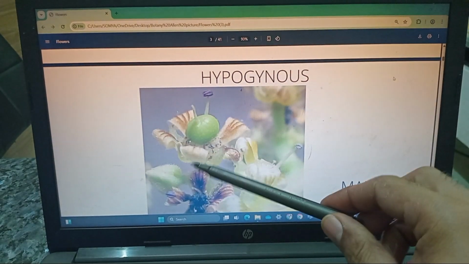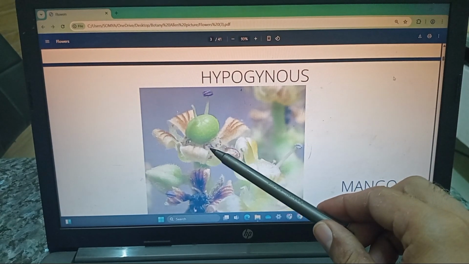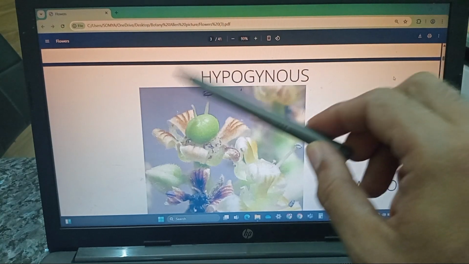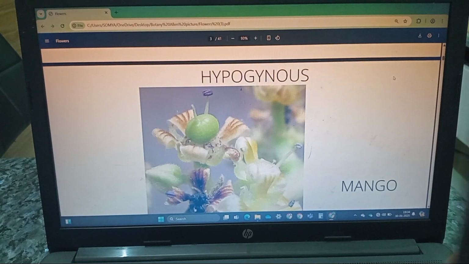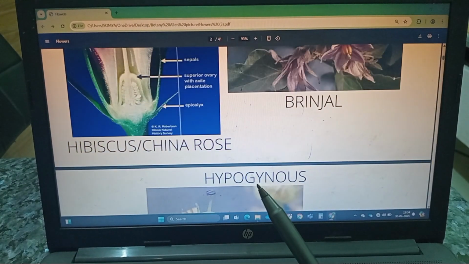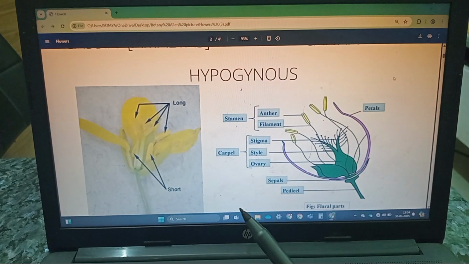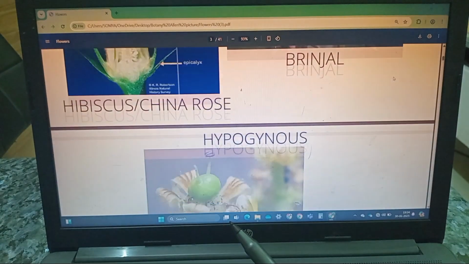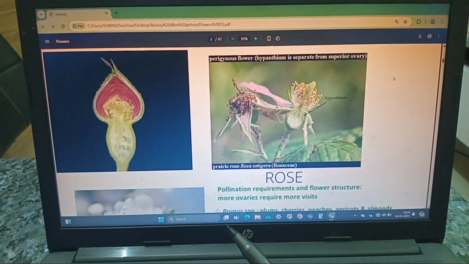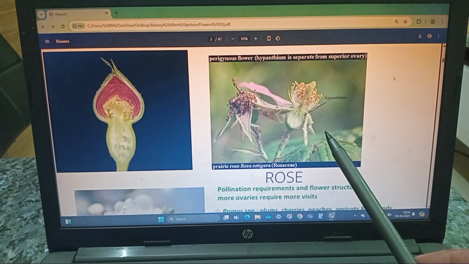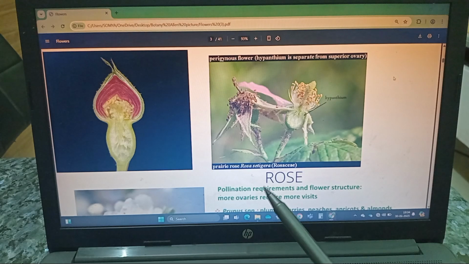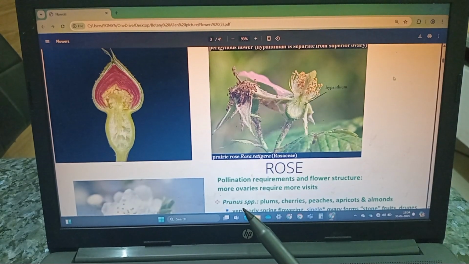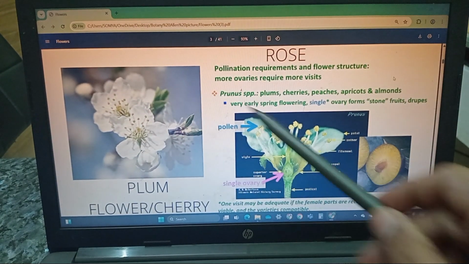Like this, the flower is inferior. You have to remember the flower is hypogynous, the ovary is superior. That is found in hibiscus, brinjal, and mustard. Then it can be perigynous. Remember the formula PRP. The P is perigynous and is found in pear, rose. P means pear, R means rose, and P means plum. These are the flowers of plum.